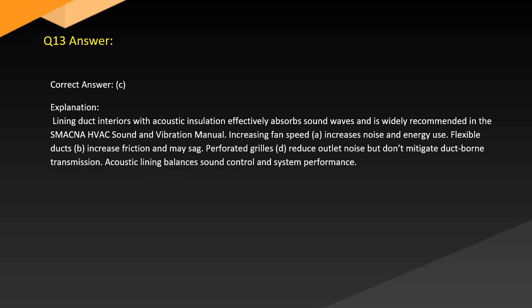Answer. Correct answer. C. Explanation. Lining duct interiors with acoustic insulation effectively absorbs sound waves and is widely recommended in the SMACNA HVAC sound and vibration manual. Increasing fan speed A increases noise and energy use. Flexible ducts B increase friction and may sag. Perforated grills D reduce outlet noise but don't mitigate duct-borne transmission. Acoustic lining balances sound control and system performance.